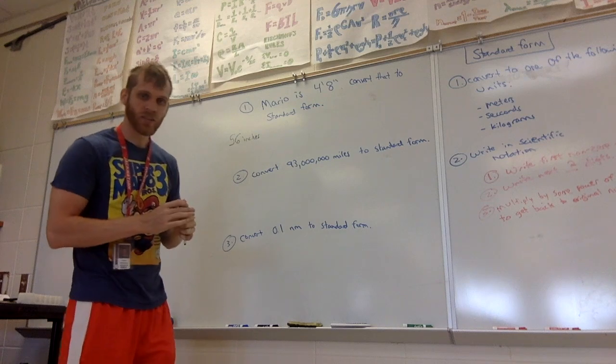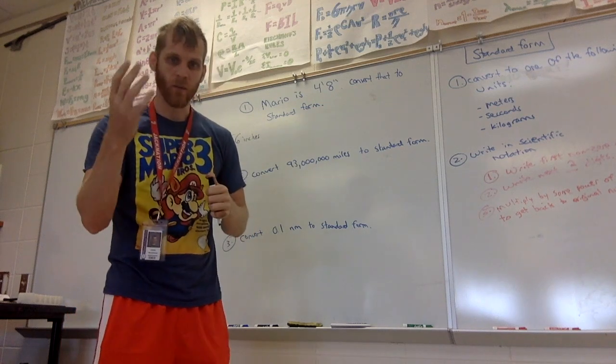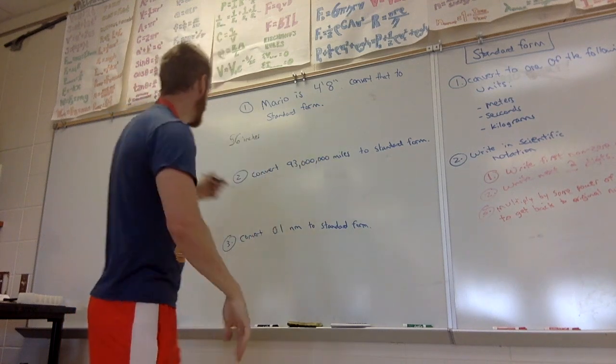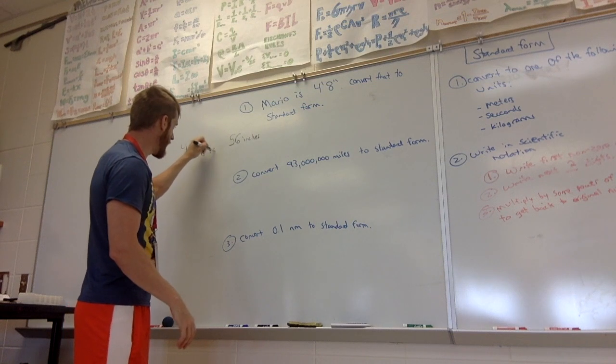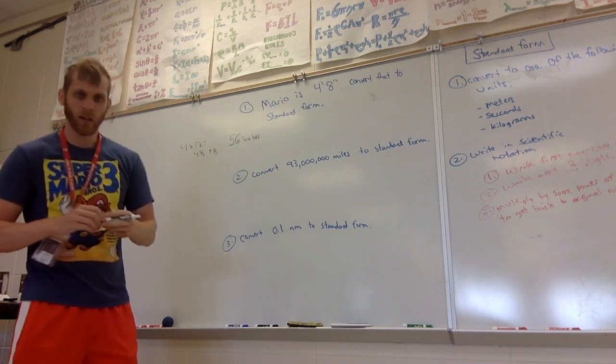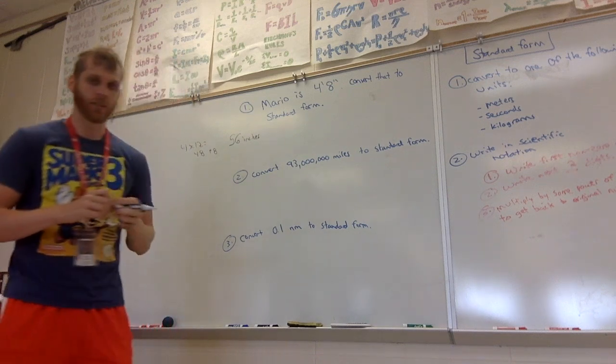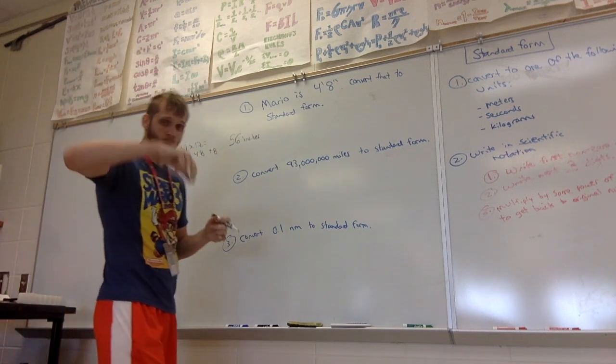So 4 feet 8 inches is another way of saying 56 inches because 4 feet is 4 times 12. I'll even write that out. 4 times 12 equals 48. I'm going to add on 8 to it because it's 4 feet 8 inches. 56 inches, right? We're going to convert that to meters.